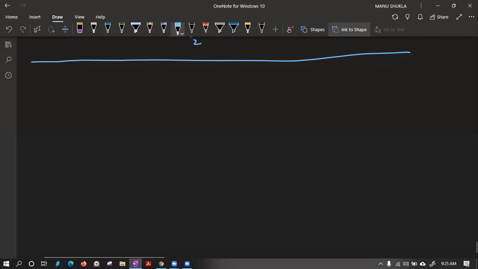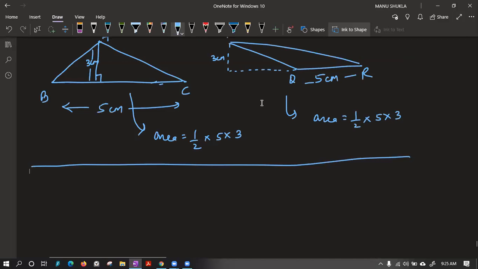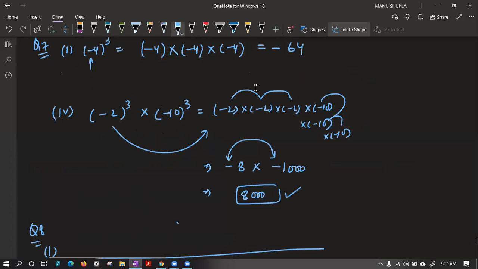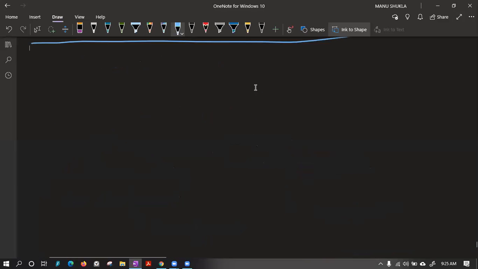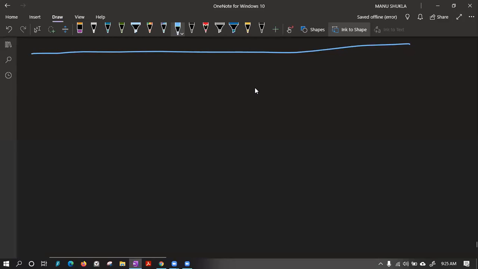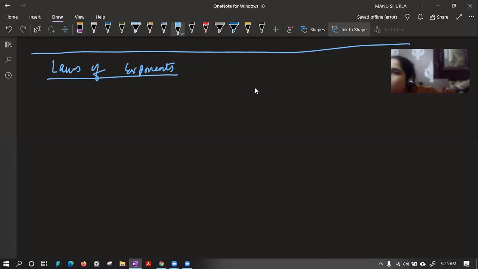Good morning, everyone. In the last class, we have done exercise 13.1 discussion, and now we will further our discussion with the laws of exponents. Laws of exponents. First thing we have seen is whenever, so please explain one part of question 7 and 8.